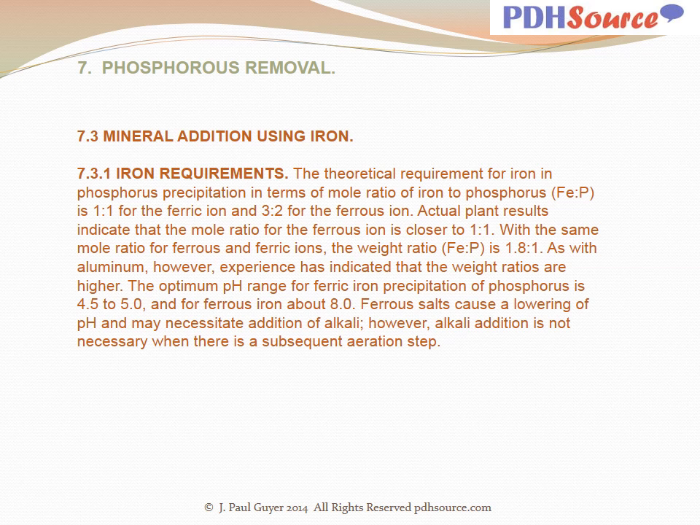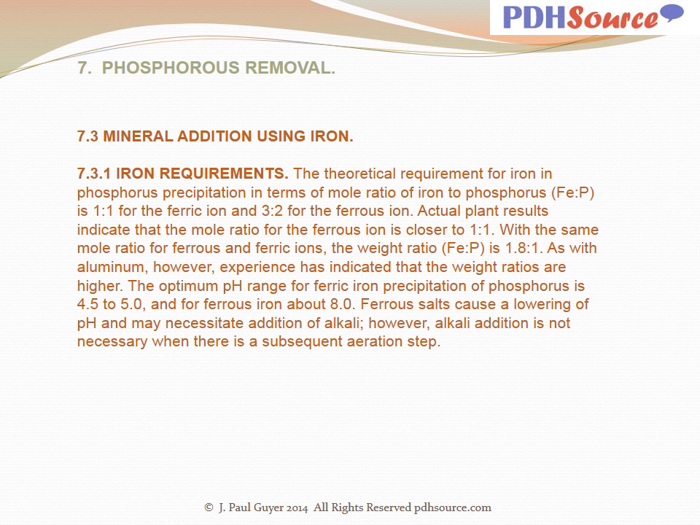With regard to mineral addition using iron, the theoretical requirement for iron in phosphorus precipitation, in terms of mole ratio of iron to phosphorus, is 1:1 for the ferric ion and 3:2 for the ferrous ion. Actual plant results indicate that the mole ratio for the ferrous ion is closer to 1:1. With the same mole ratio for ferrous and ferric ions, the weight ratio of iron to phosphorus is 1.8:1. As with aluminum, however, experience has indicated that the weight ratios are higher.